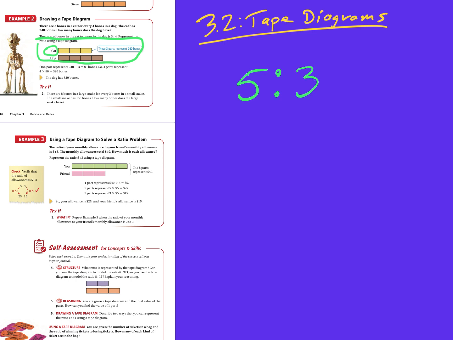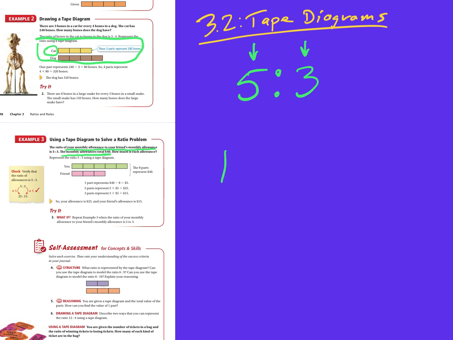And then make sure you read real close. You want the order to stay in your mind and be accurate. So yours is 5, to your friend's is 3. So your monthly allowance to your friend's monthly allowance. Okay, that's really important. So the next part says that the monthly allowance total is $40.